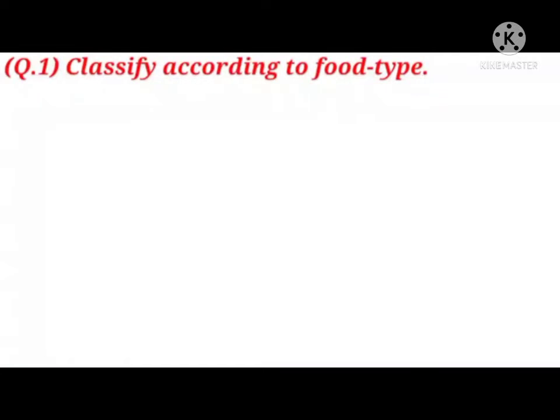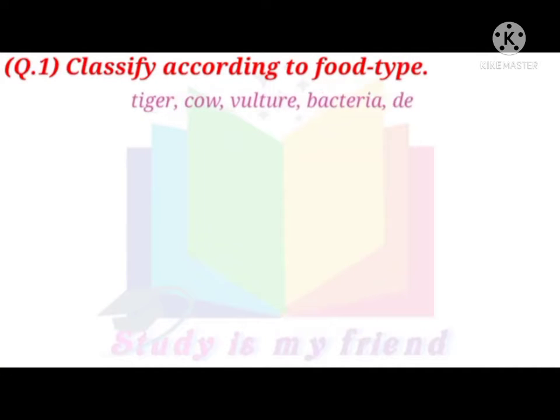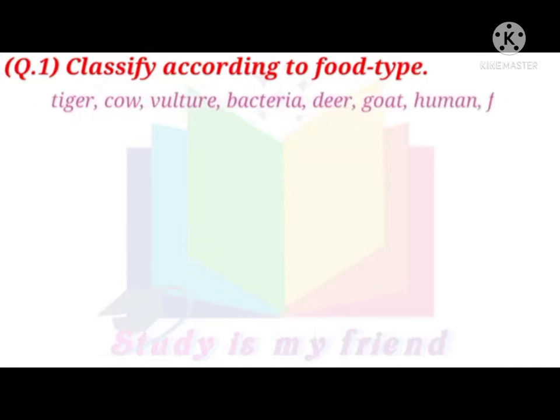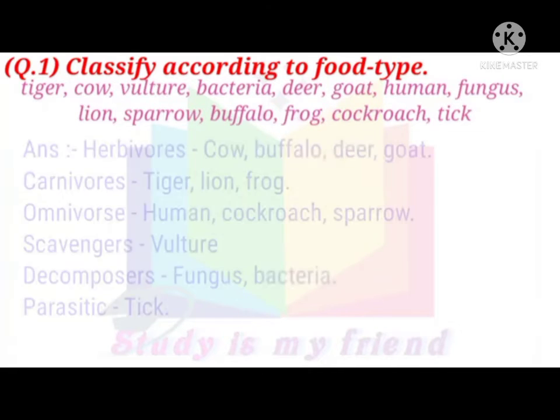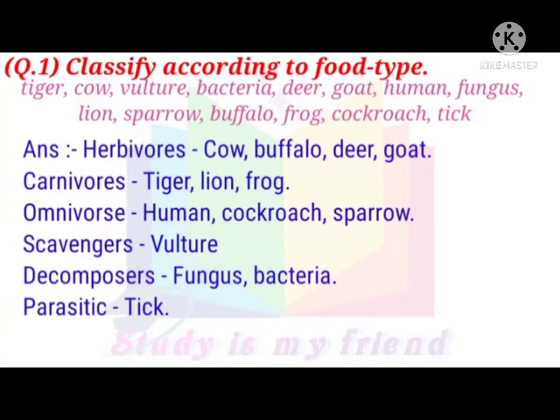Question 1. Classify according to food type. Tiger, cow, vulture, bacteria, deer, goat, human, fungus, lion, sparrow, buffalo, frog, cockroach, tick. Answer: Herbivores: cow, buffalo, deer, goat.